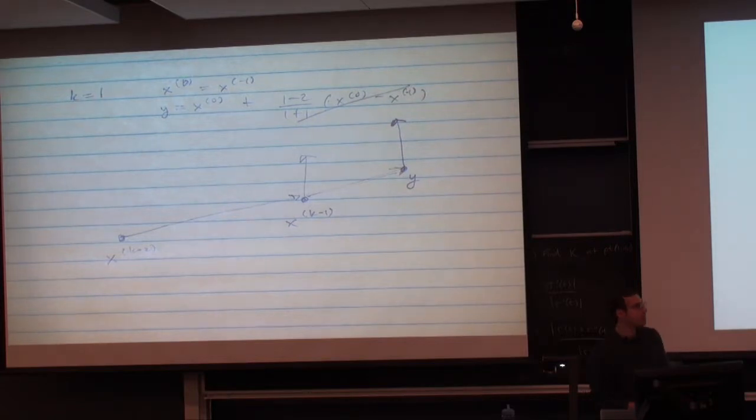So here's what these weights look like. These weights, k minus 2 over k plus 1, are a function of k. You can see that the weights get closer and closer to 1 as k gets larger and larger. So what does that mean in terms of the amount of momentum we're applying to the algorithm? Are we accelerating more at the start or the end of the algorithm's run?